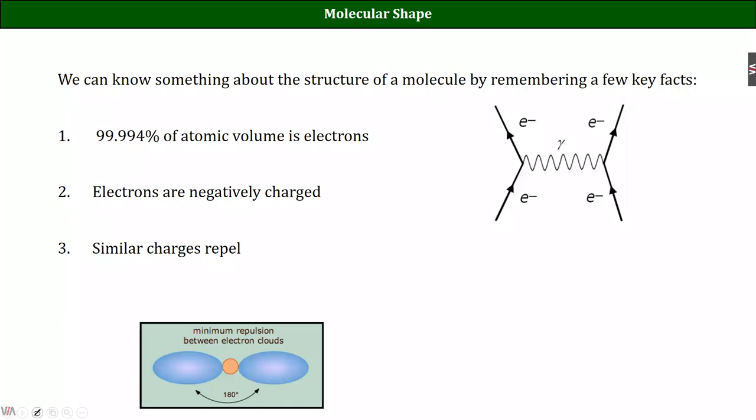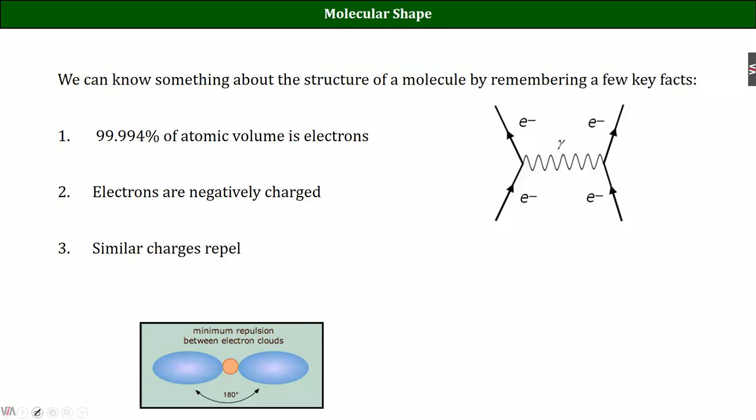If all of these electrons are pushing away other electrons, if you have groups of electrons around a nucleus, they're going to push each other away. But they can't push each other away indefinitely because they have to stay around that same nucleus to be in the same valence shell.